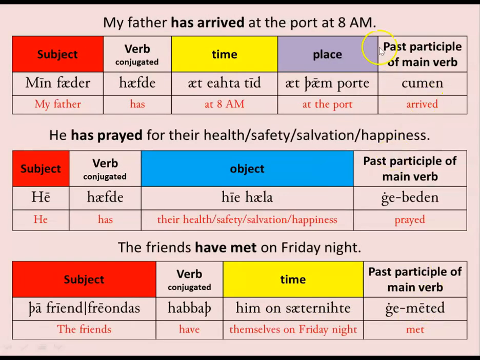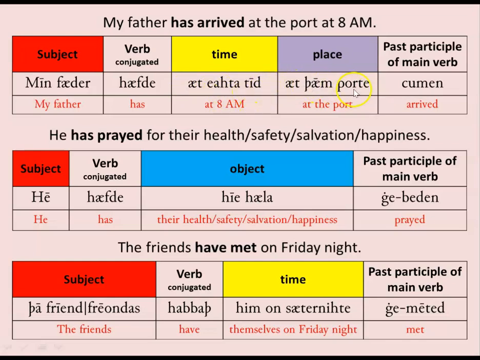Next bit, my father has arrived at the port at 8 a.m. Okay, Mīn fæder hæfð æt eahtan tīd æt thǣm port cumen. Okay, so first verb has. Okay, my father, I'm talking about me. So first, third person present tense, hæfð, has, æt eahtan, 8 hour, so at the 8th hour, so it's 8 in the morning, 8 a.m.